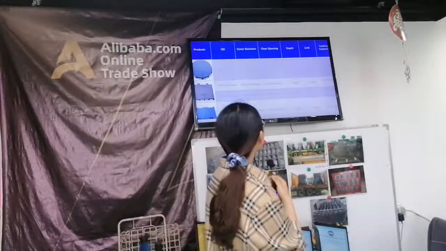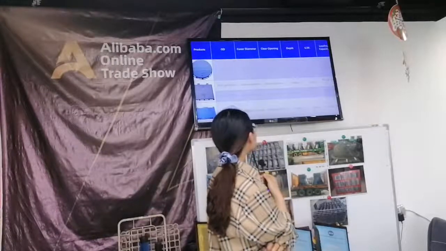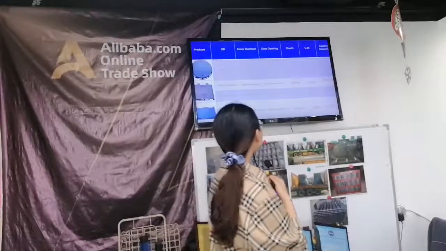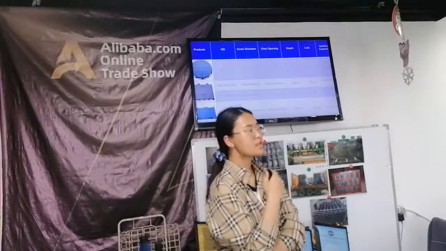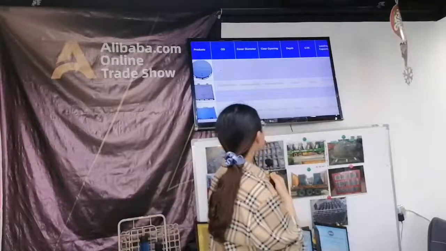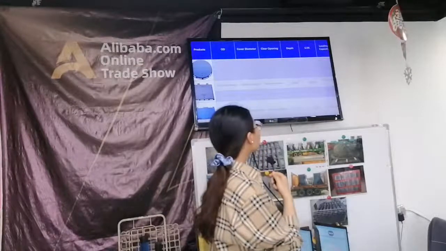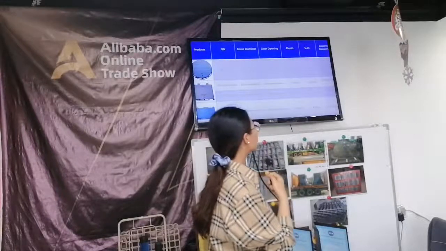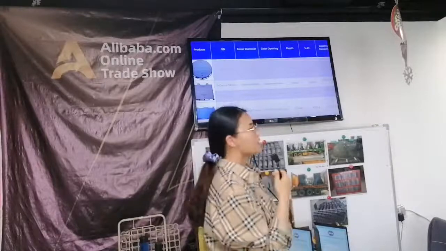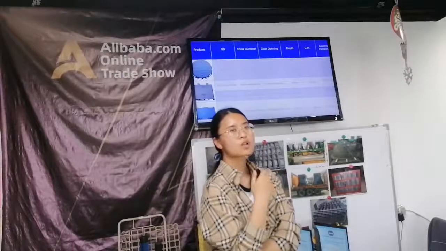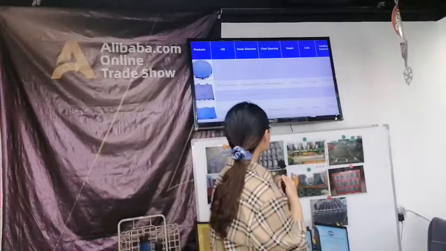The second one: the outer diameter is 760 millimeter, the cover diameter is 645 millimeter, the clear opening is 600 millimeter. The depth is 100 millimeter. The unit weight is about 100 kilograms.